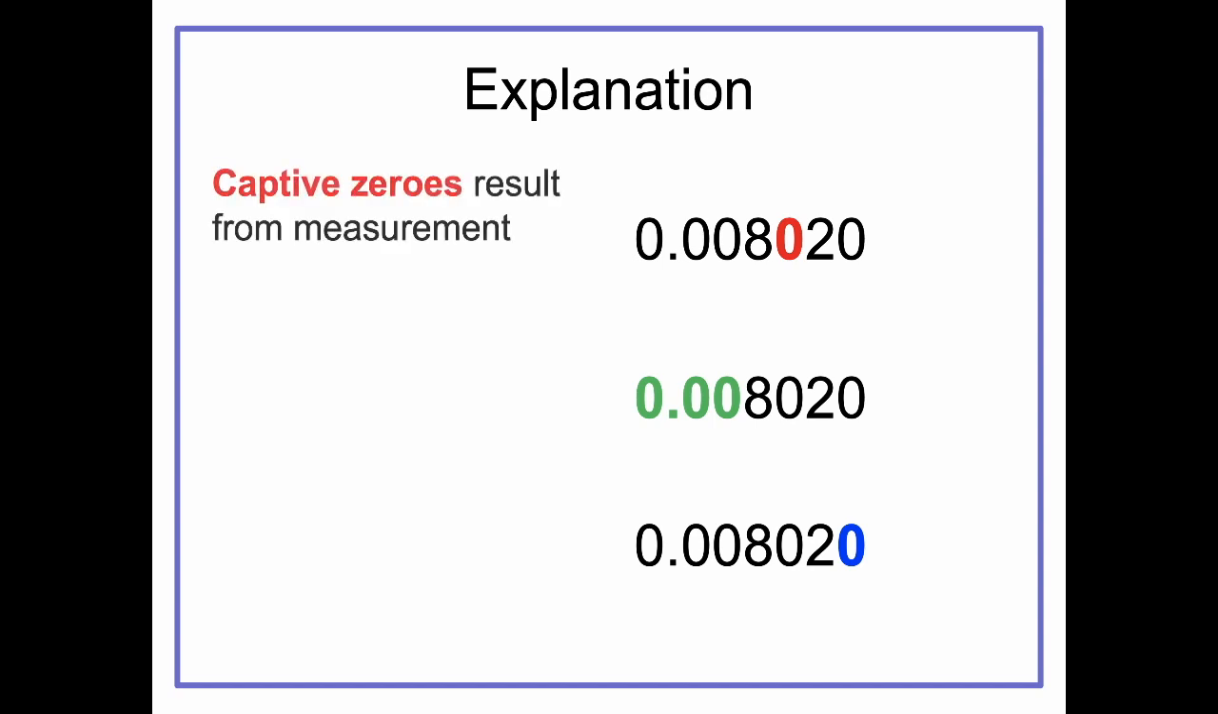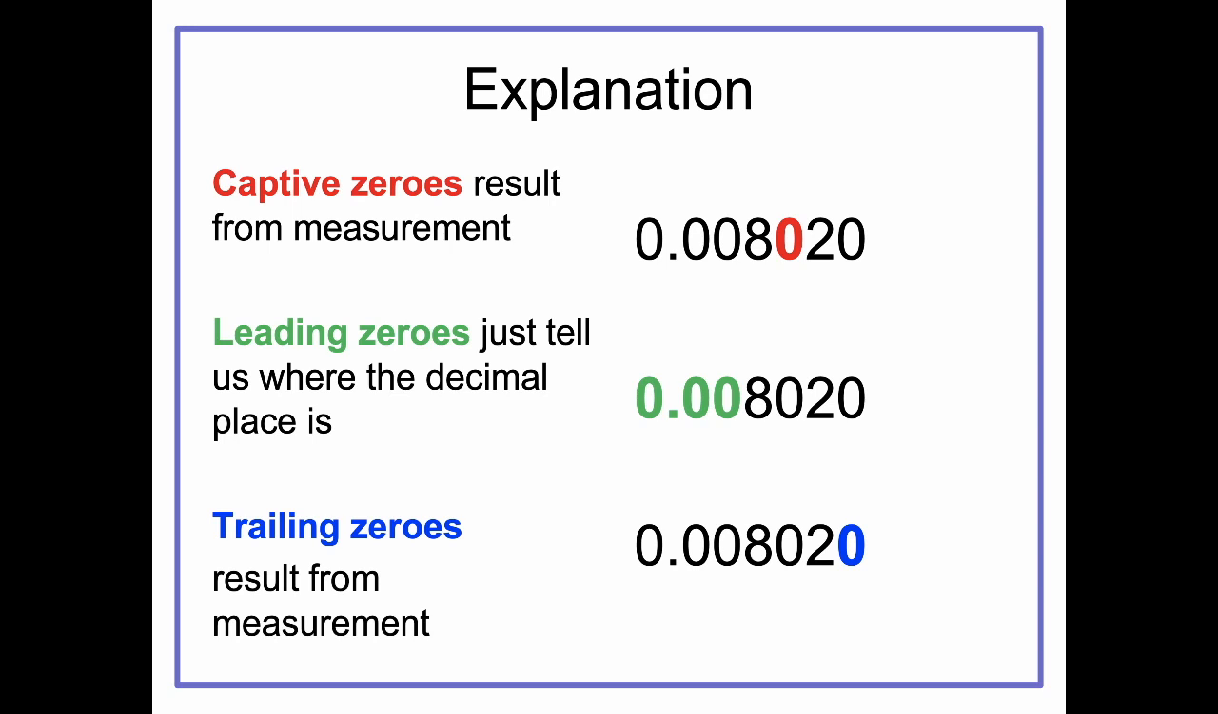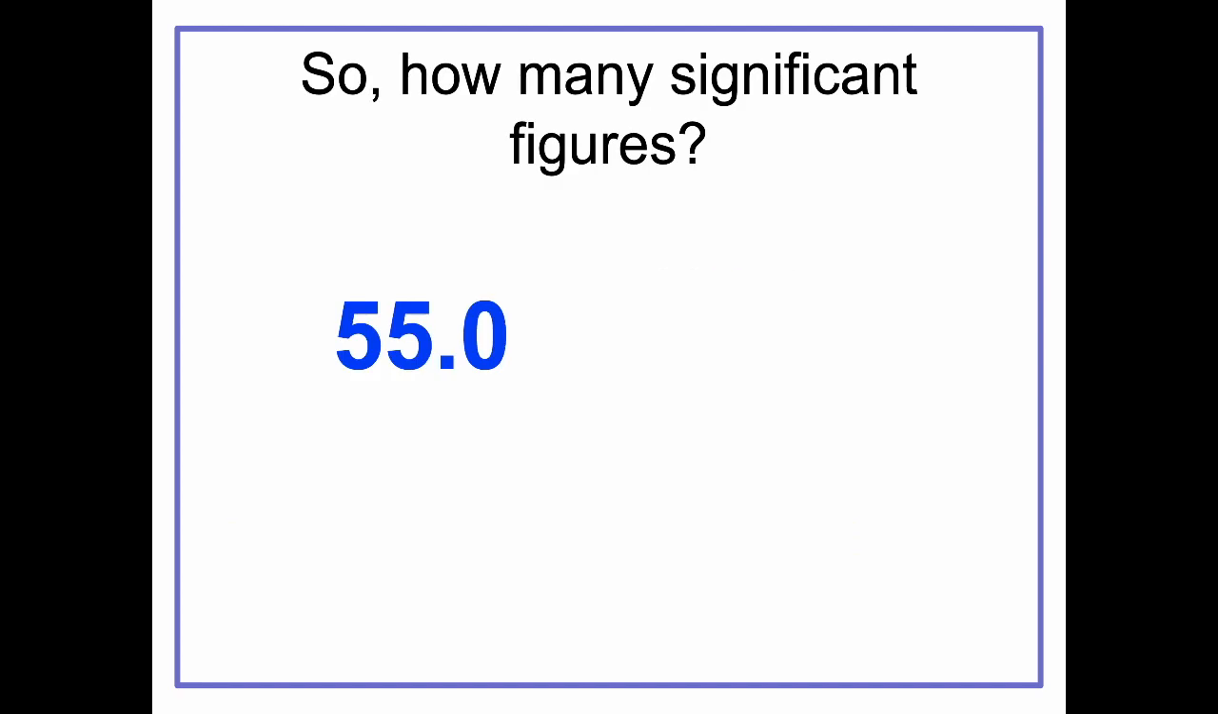One more time, captive zeros are the result of measurement. Leading zeros just tell us where the decimal place is. Trailing zeros are assumed to have resulted from measurement if they are after the decimal point. Quick quiz. How many significant figures in 55.0? The answer, 3. In this case, the trailing zero is significant because it comes after a decimal.